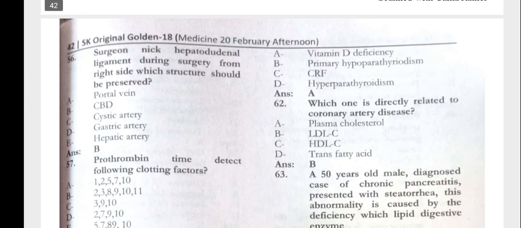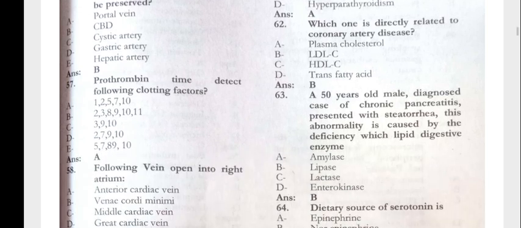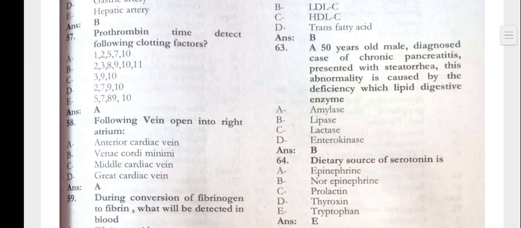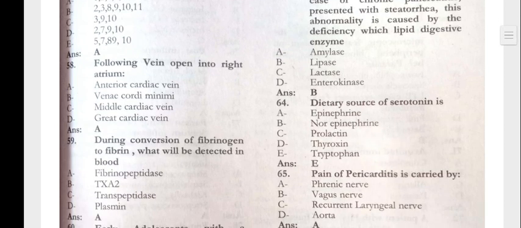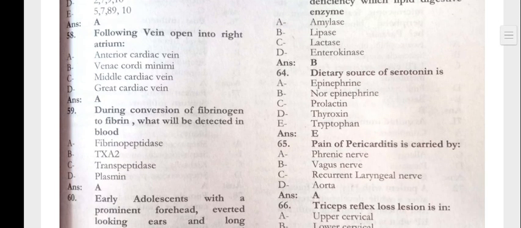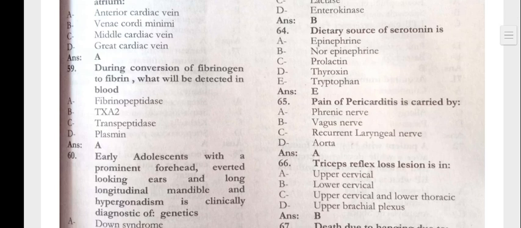The surgeon nicks the hepatoduodenal ligament in surgery from the right side. Which structure should be preserved? There is the CBD. The prothrombin time detects the following clotting factors: 1, 2, 5, 7, 10. The following vein opens into the right atrium. There is an anticoagulant effect during conversion of fibrinogen to fibrin, which will be detected in the blood.